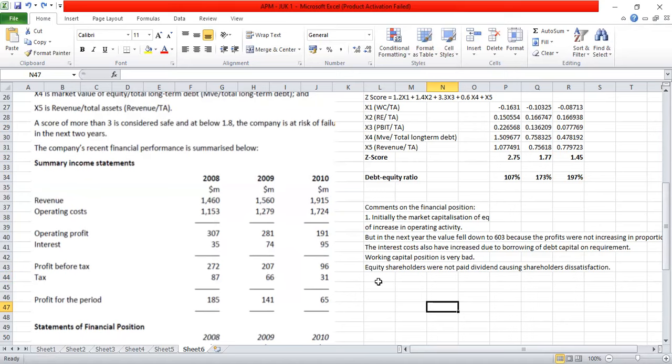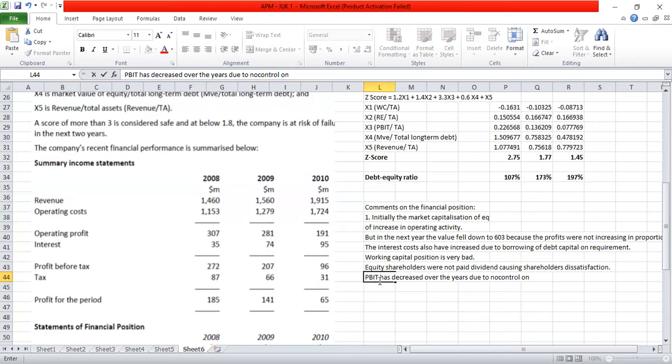So PBIT has decreased over the years due to no control on operating costs. So they have to be controlled, but operating costs were not properly controlled. That had an impact on their profitability. When the profitability gets affected, the Z score also gets drastically affected, because 3.3 into the profitability position.